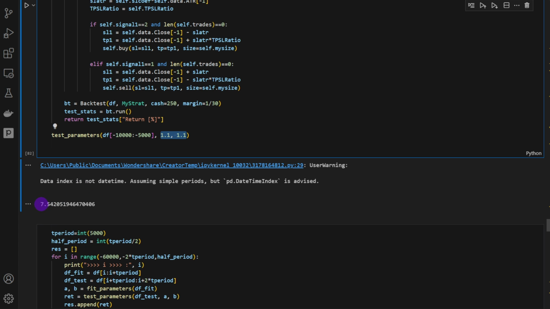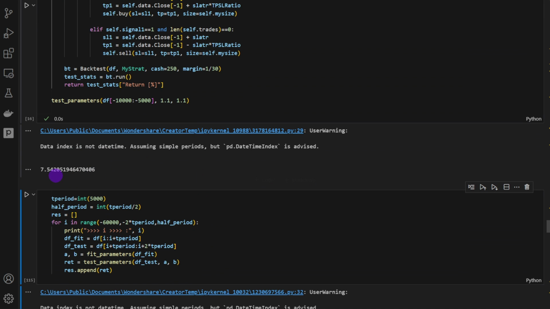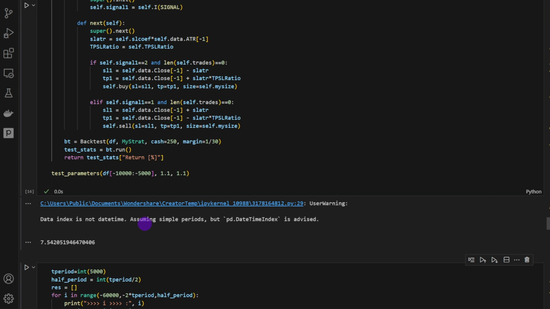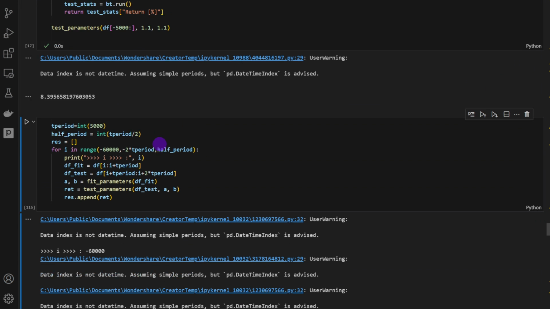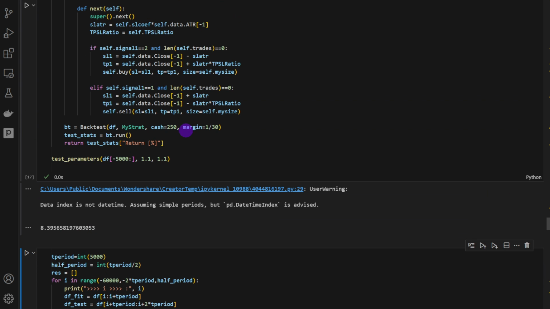So this one is 7.54%. Let's run it again and see what it provides on the small data set. Yes, so it's 7.54% on the slice that we are interested in. And just to make sure that it's working properly, I'm going to put minus 5,000 up to the most recent candle. With these parameters, we should be getting around 8%, 8.39. So we are finding the same number as before, and this is a proof that everything is working. Here we don't have any bugs.